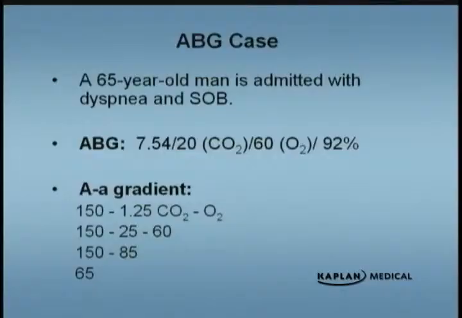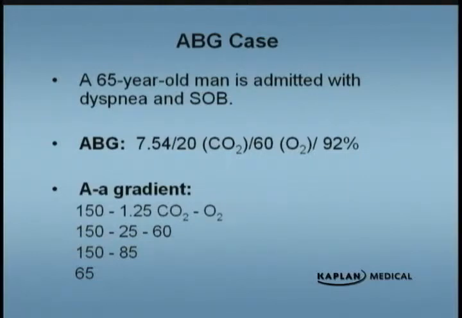So I say to myself, okay, I want to know the AA gradient. I want to know if this guy has something in the lung that would cause this. And how do I know? Because my AA gradient would be elevated in that case. So I do my arithmetic.